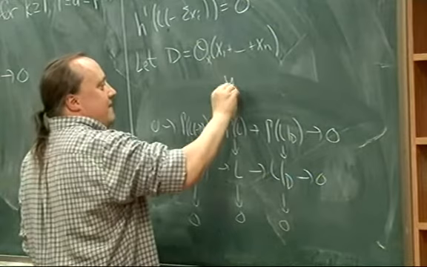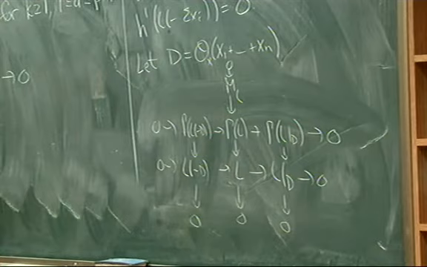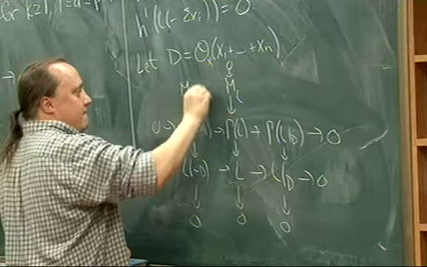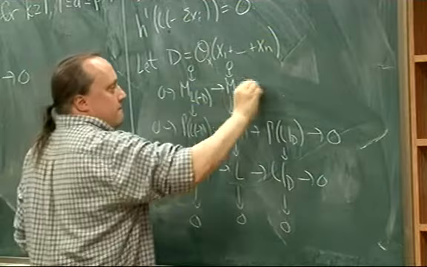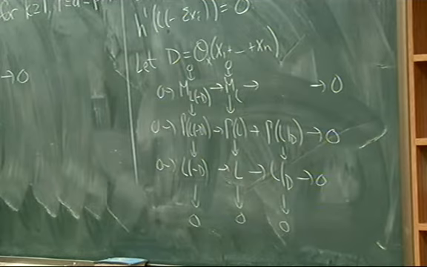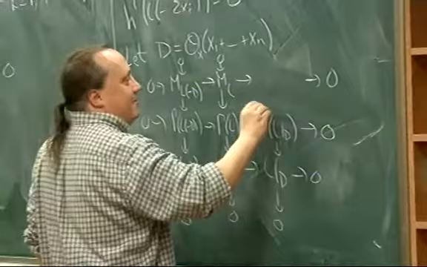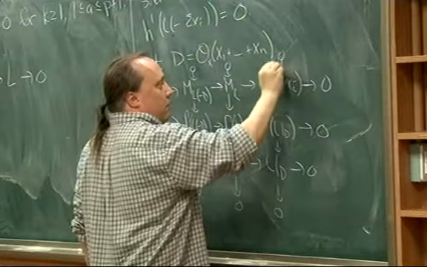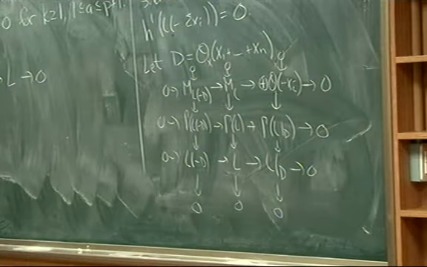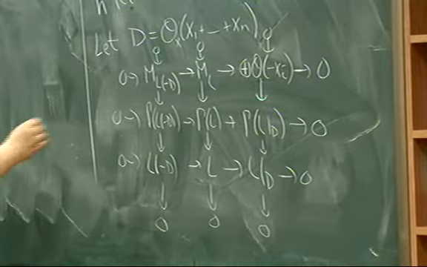This is M_L. This is M_{L-D}. There's one more term to fill in. If you think about this a while, or maybe you do it when D is a single point, you'll be able to convince yourself that this last term is a sum of O(-x_i). And this sequence right here is all we need.